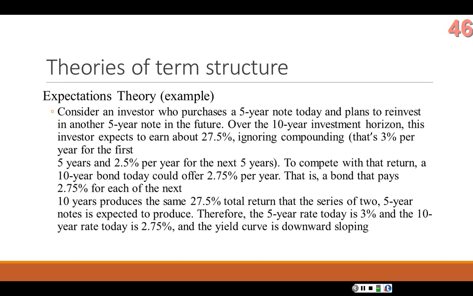So for a 10-year bond to be competitive with two 5-year bonds, it would need to pay 2.75% per year. A bond that pays 2.75% for each of the next 10 years would give you the same return as two 5-year notes. Therefore, because the 5-year rate is higher than the 10-year rate, the yield curve would be downward sloping.